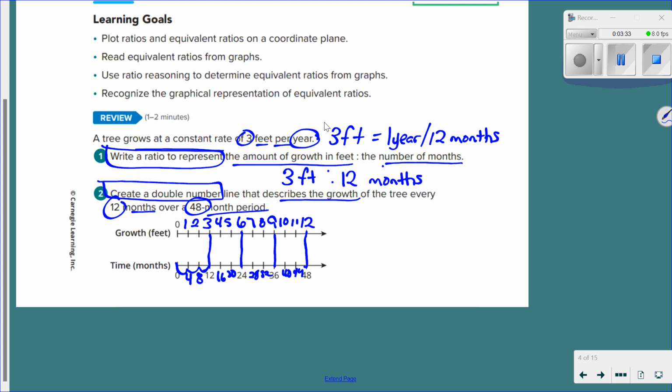Yes? What if for number 1 you put the 3 in for months, but you also put 1 foot for every 1 month? Perfect. You just simplified it.